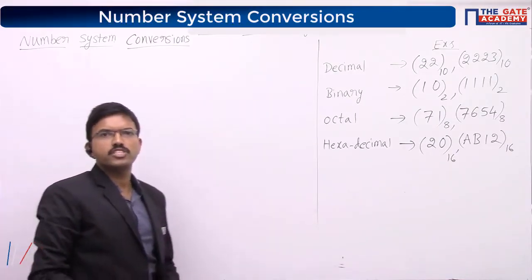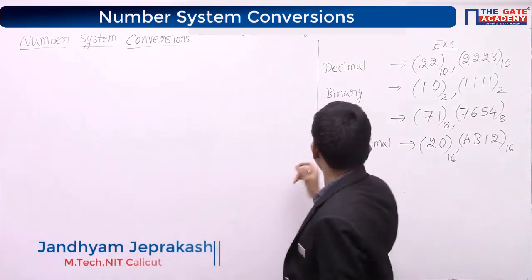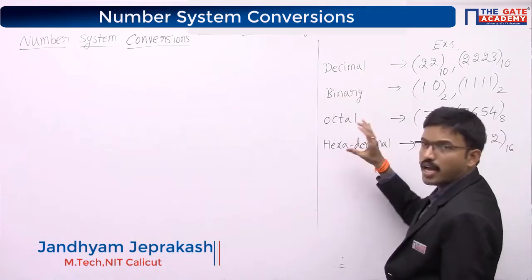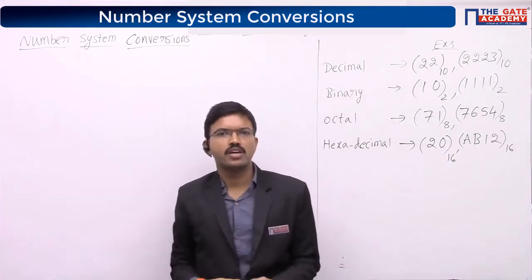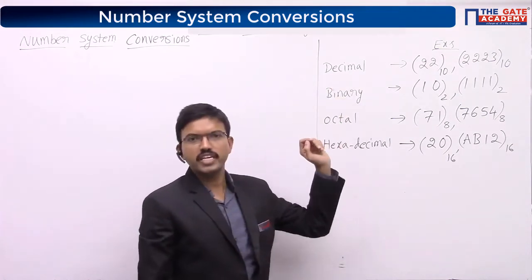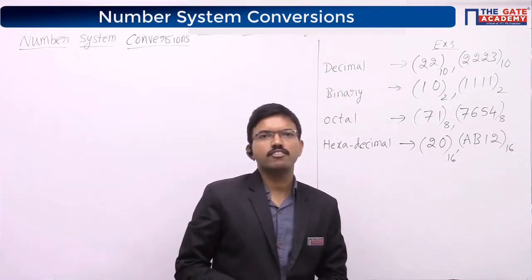Number system conversions. So here I am considering decimal, binary, octal, hexadecimal. Okay, I will convert a number from one number system to other. So how many conversions you will get? Any other? 12. Yeah, 12 is correct.